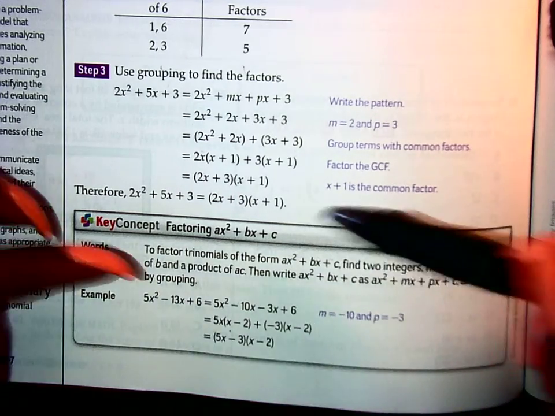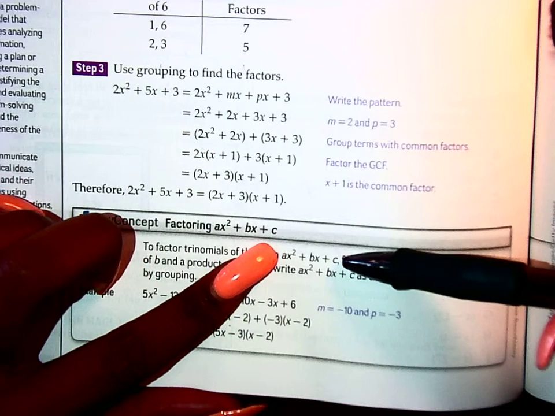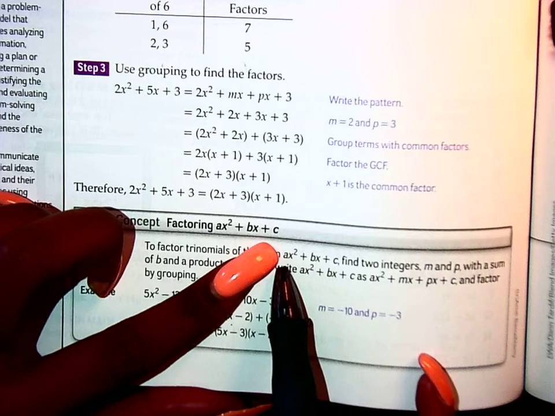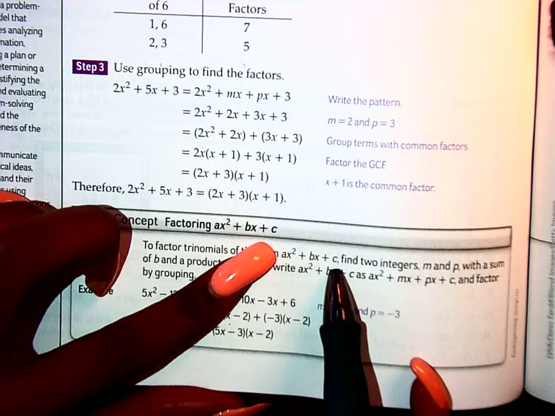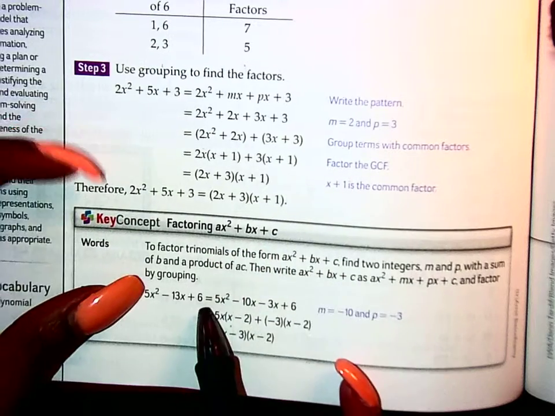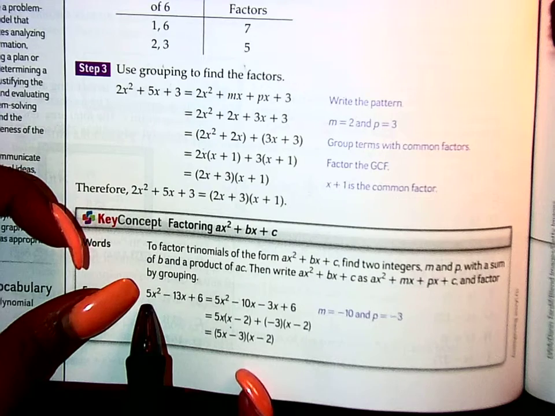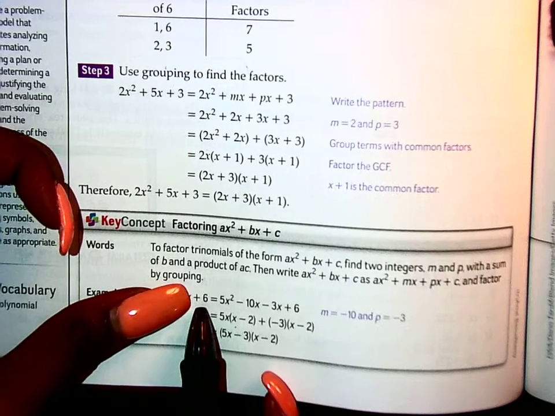Okay? So look here. If the standard form of our quadratic is ax squared plus bx plus c, a is the number in front of x squared, b is the number in front of x, and c is the constant term at the end. So here, a is equal to what? 5. B is equal to what? 13. What kind of 13? Negative 13. And here, c is equal to 6.